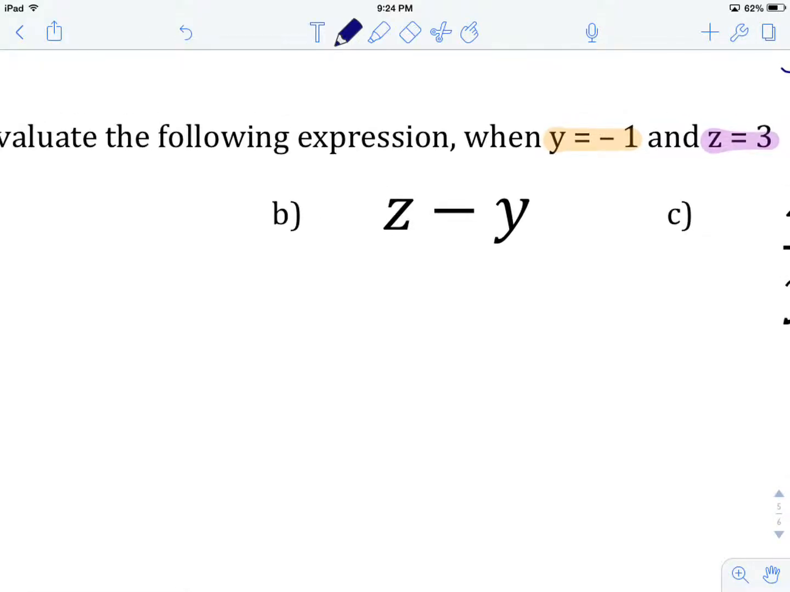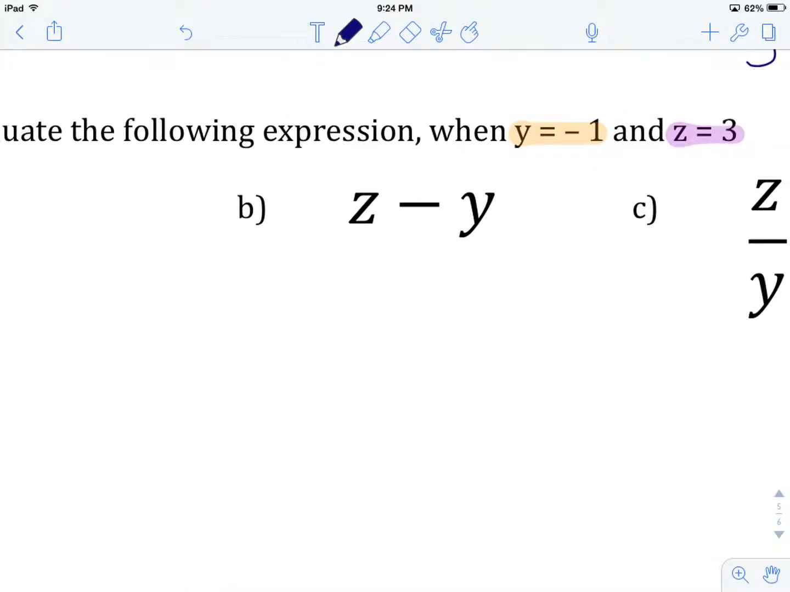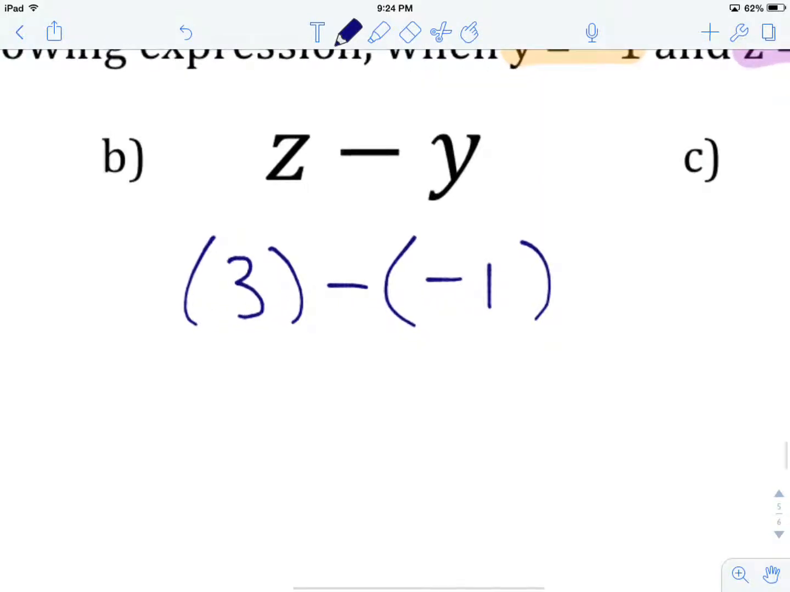Let's have a look at b. So we have z minus y. So we're going to just write these things in. Instead of a z, I'm going to write in a 3. Subtract, and then instead of a y, I'm going to put in a -1. Now, we're being asked to combine here. I'm going to fill in a few details. That 3 out front, it is a positive 3.